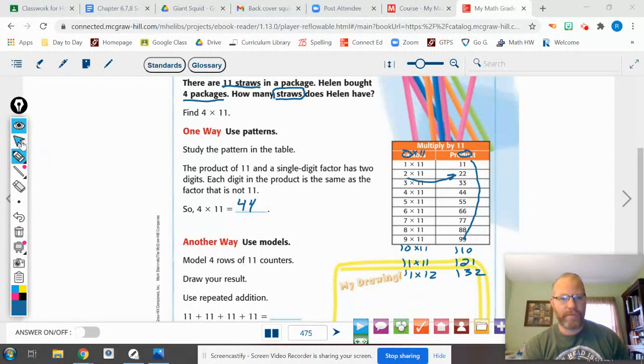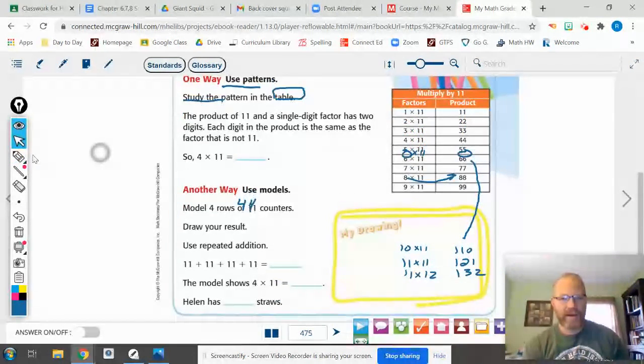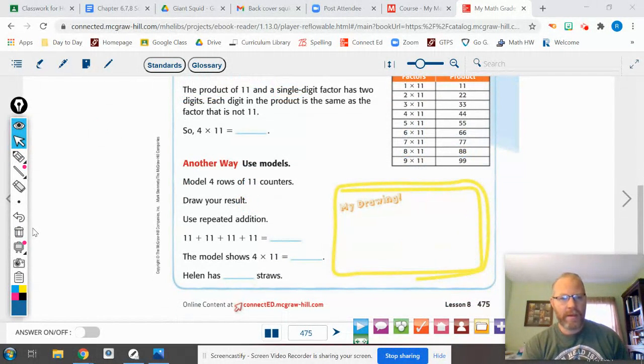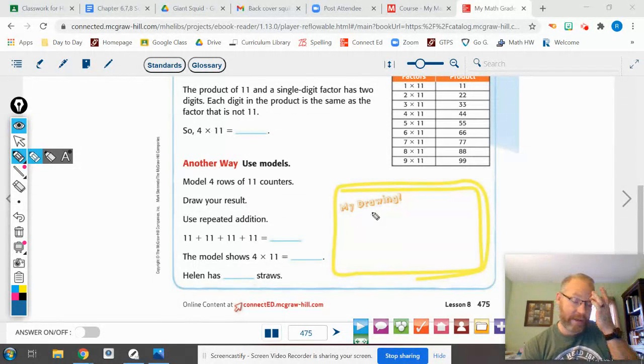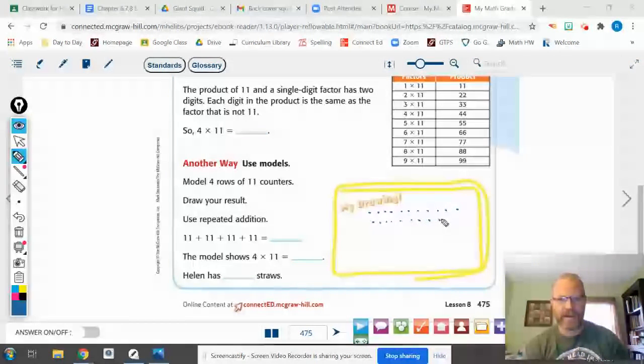Another way is to use models. So they're going to make me move this down, so I have to delete some stuff. It says model 4 rows of 11 counters. So draw your result. They want us to model 4 rows of 11 counters. So I'm going to use dots, and I'm just going to make 4 rows of 11. So this is my first row. 1, 2, 3, 4, 5, 6, 7, 8, 9, 10, 11. My second row, 1 through 11. My third row, 1 through 11. And my fourth row, 1 through 11.